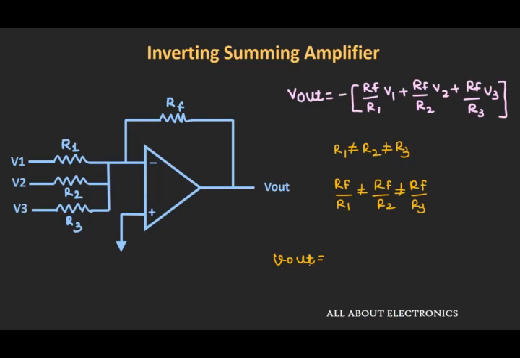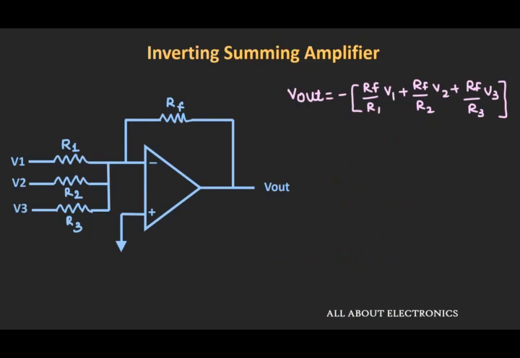So in that case our output voltage Vout will be equal to minus A times V1 plus B times V2 plus C times V3, where A, B and C represents the ratio of RF divided by R1, RF divided by R2 and RF divided by R3. So along with the addition we can also perform the scaling operation. So along with this scaling and the addition operation we can also perform the averaging operation using this configuration.